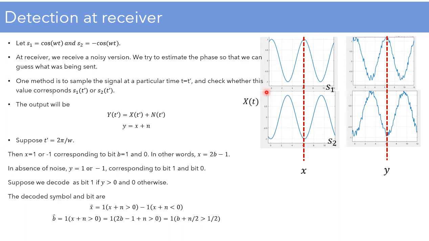So what we do is we just look at a particular time t, and then we see what should be the value of the signal if S1 was sent and if S2 was sent, and then we compare the received signal value and see whether it is close to the value corresponding to S1 or S2. Whichever it is close to, we say that S1 or S2 was sent, and that's how we decode the bit. So if we found that the received signal at that time is close to S1, we say bit 1, or else bit 0.